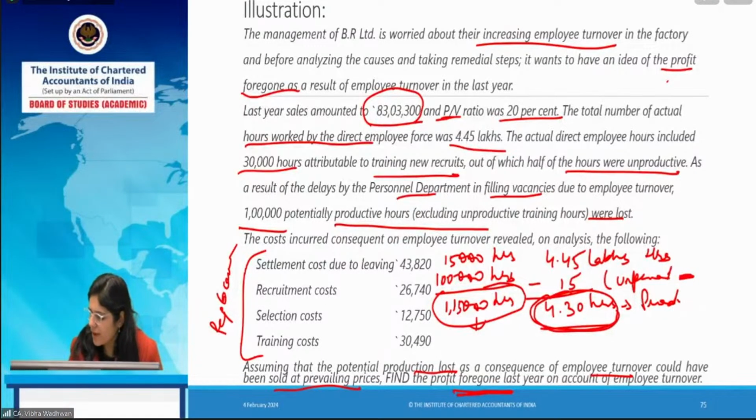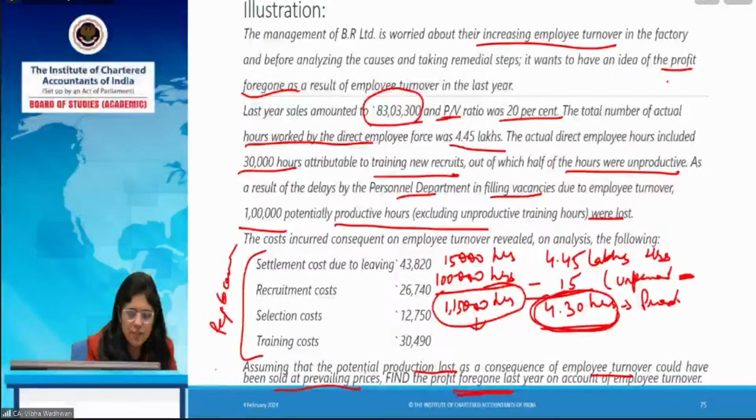Just calculate the value, please. How much is the sales coming for 1 lakh 15,000 hours? Can you give me the figure? This calculator is not working properly. Okay, now it's working. Okay, so the sales for 1,15,000 hours.